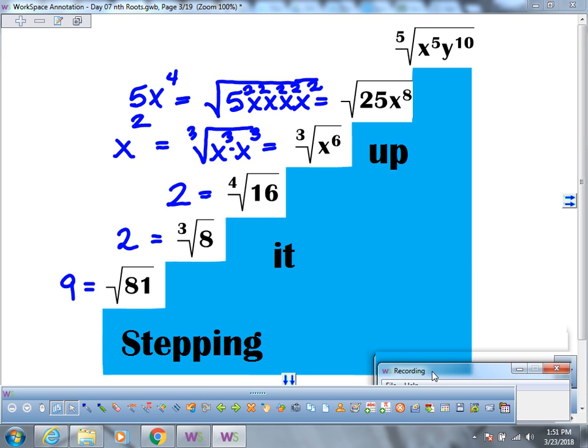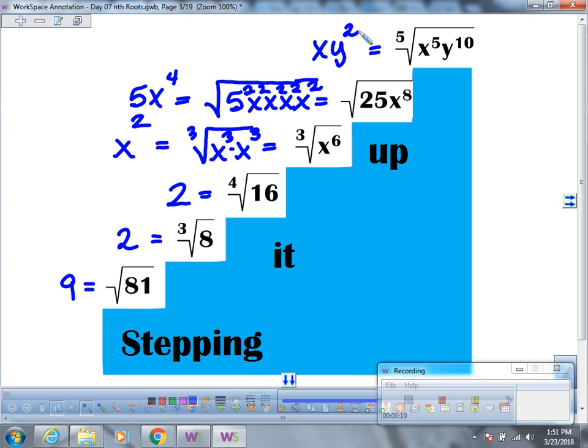I asked you what x to the 5th, y to the 10th, all under the 5th root is. And it is x, y squared. Alright, moving on. We're good with that? Alright, let's practice some more.